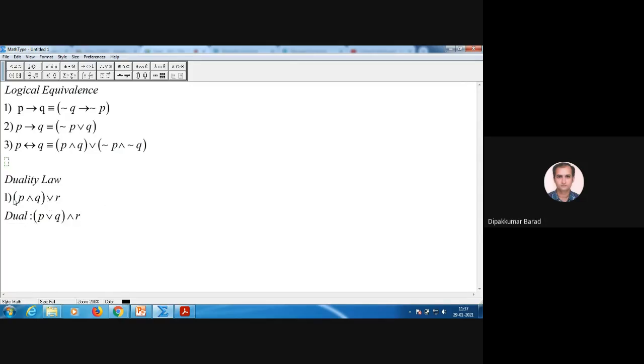So these two statements are dual of each other. Suppose I call this statement capital P, and this dual I call P star. P star is a dual of P, and P is a dual of P star.